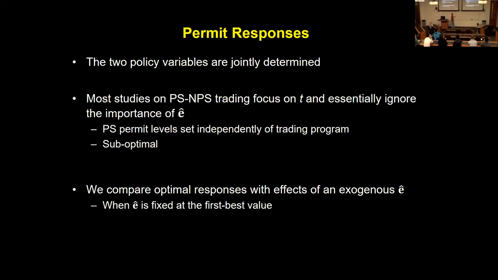This is what I just said to Jay. The policy variables are jointly determined. Most studies on point non-point trading, as I mentioned earlier, focus on T. They ignore the importance of E hat, the permit levels. They just look at choosing T. So I want to compare. I showed you before a case where we had E hat fixed at the first best level, and I showed you how those response functions worked as we changed T, as we changed the trading ratio.